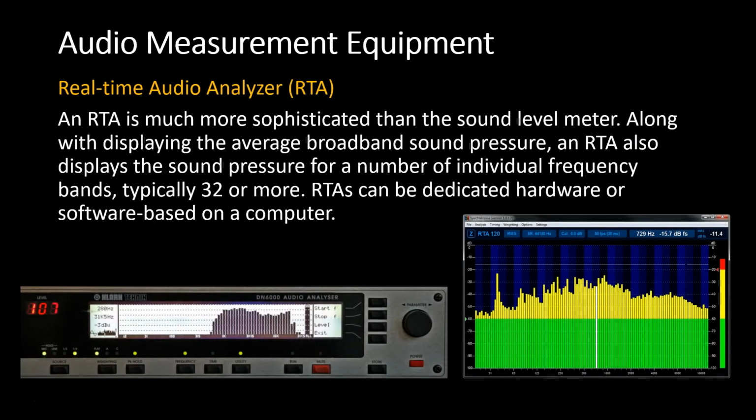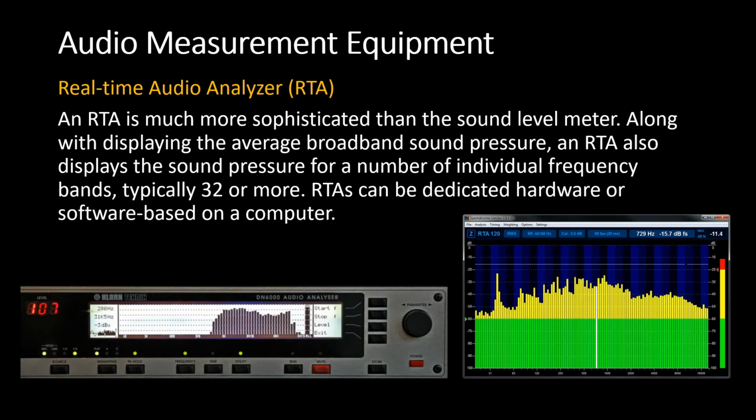Now, the second piece of gear that we will talk about is a real-time audio analyzer, abbreviated RTA. The RTA is much more sophisticated than the sound level meter. For all intents and purposes, the RTA is a sound level meter, but it's split up into 32 or 64 or 120 different bands that measure just a small range of the frequency in each one of the bar graphs that you see here. RTAs can be dedicated hardware like the unit you see on the left, or can be software that you run on your computer.